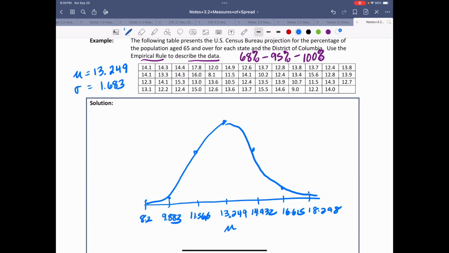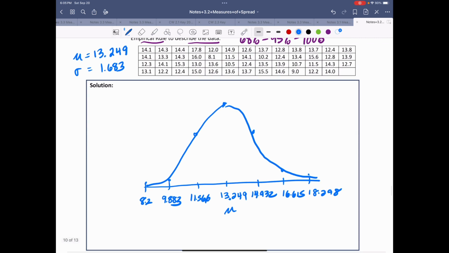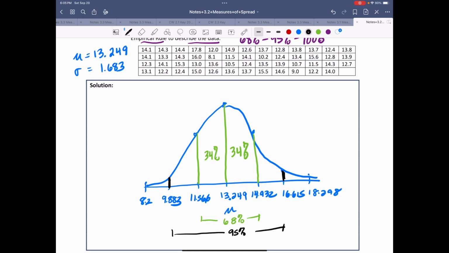All right, and once you've done that, remember on the other page how we talked about the percentages? If I go 1 standard deviation, I'm picking up 68% of the data. So this would give me 34 and 34. And if I go 2 standard deviations, I'm picking up 95% of the data. On your calculator, do 95 minus 68 and split it. And the numbers are going to be the same every time.